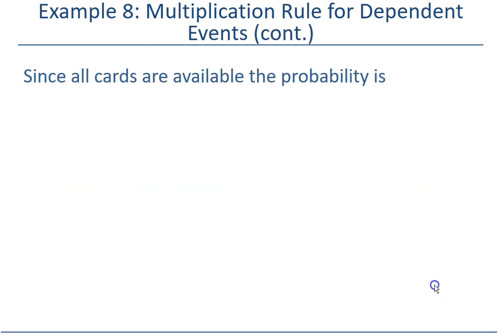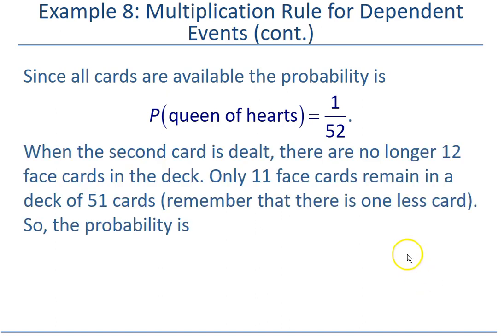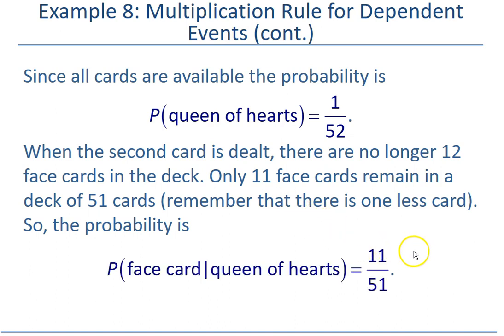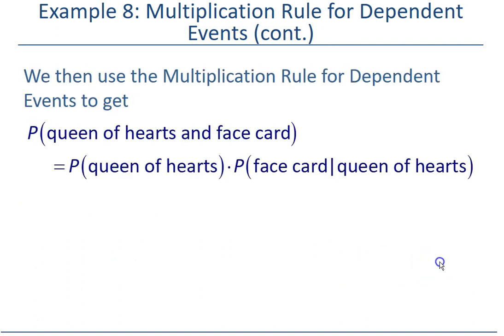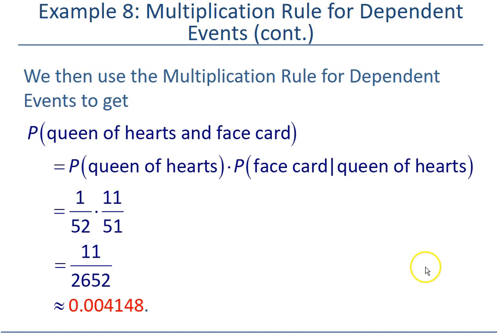And again, dependent events. There's your Queen of Hearts. But now only 11 face cards remaining. So 11 out of 51. So our calculation being this.